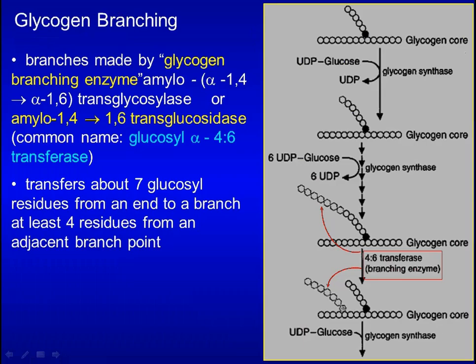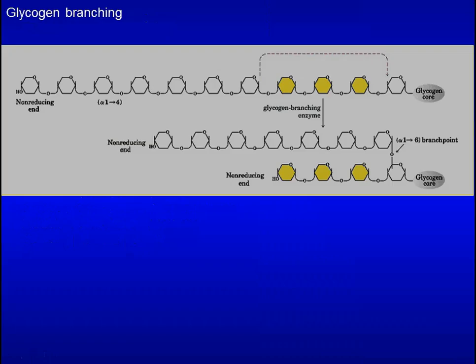To keep glycogen packed in high density inside the cell, glycogen requires branching. This is done by branching enzyme. Here is a growing branch of glycogen. Branching enzyme transfers about 7 glucosyl residues from the non-reducing end of a branch to a new branch, at least 4 residues away. Here is an example. 7 glucosyl residues are removed from the non-reducing end and transferred to a new branch point. And this is an example of glycogen branching.